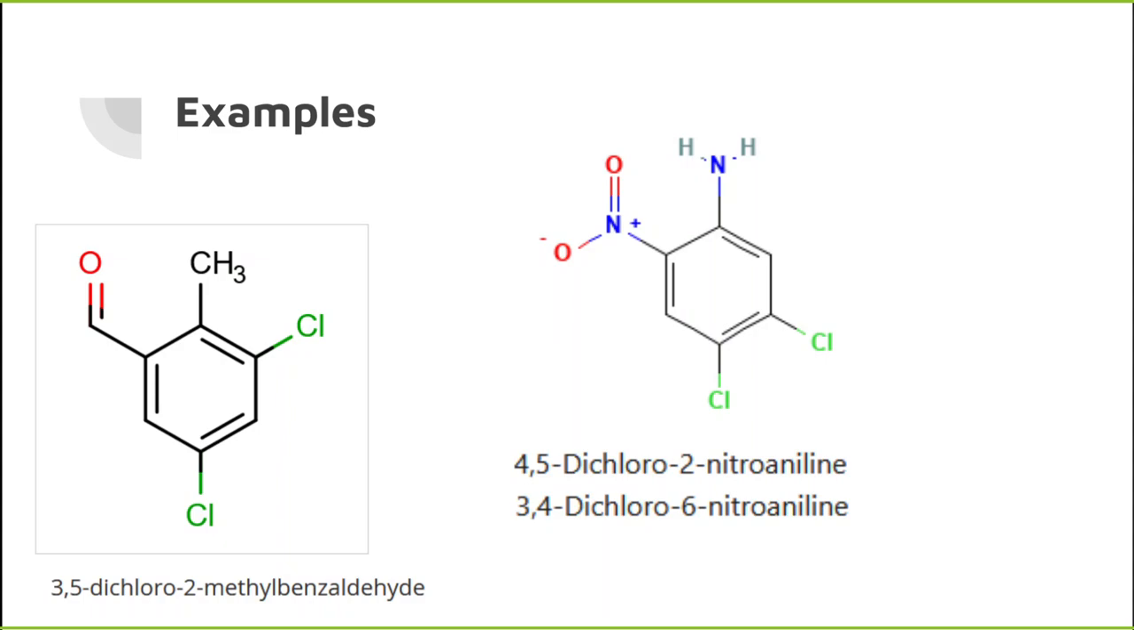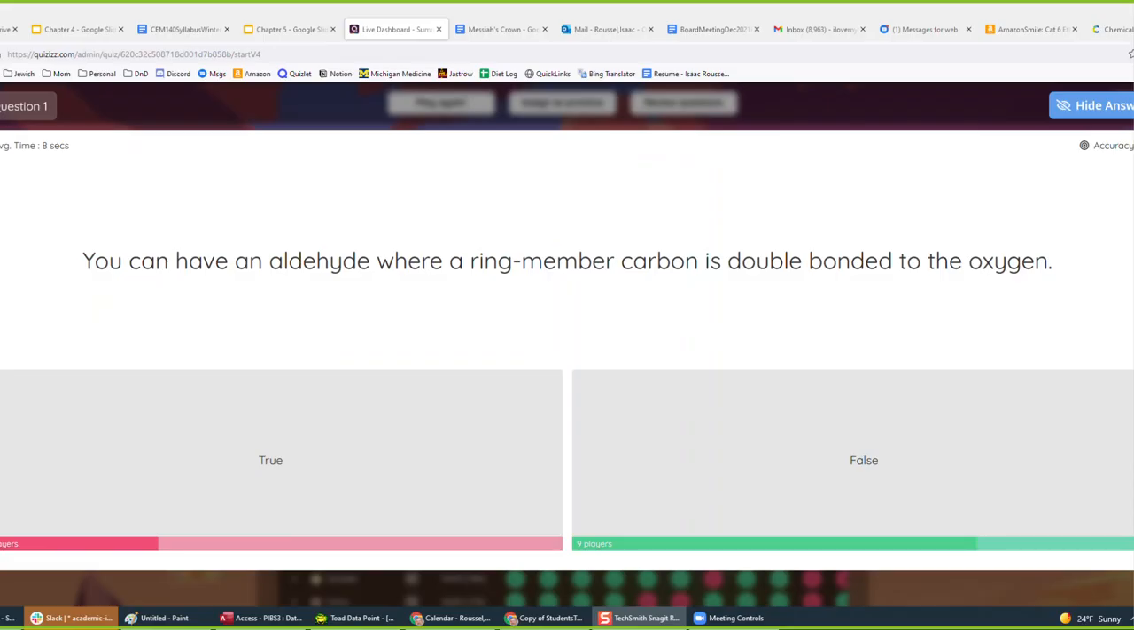If there's no question, the first question was: you can have an aldehyde where a ring member carbon is double bonded to the oxygen. The answer to that is indeed false, because you have to have a double bond to O and a hydrogen on that carbon. And if it's in a ring, you'd end up with 5 bonds to it. So that's why that is false.